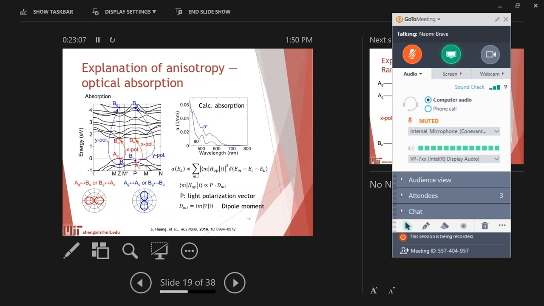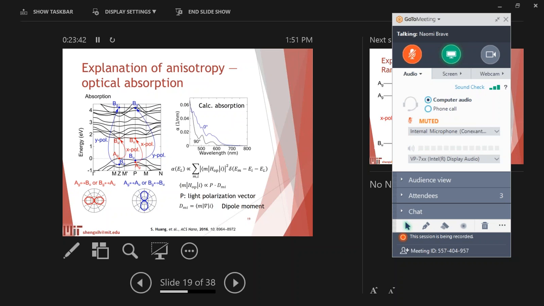And now, if we want to have optical absorption, which is an electron-photon interaction, we need to have two conservation rules. The first one is energy conservation, which is easier to understand. This means that the initial state of the electron will absorb a photon and be excited to an excited state. And the energy difference between this excited state and the initial state has to be equal to the photon energy. So this is the energy conservation.